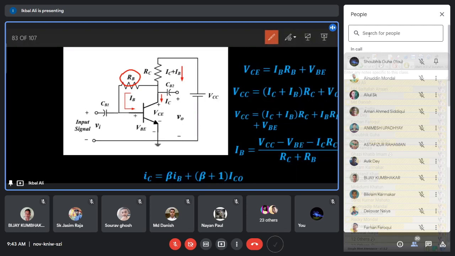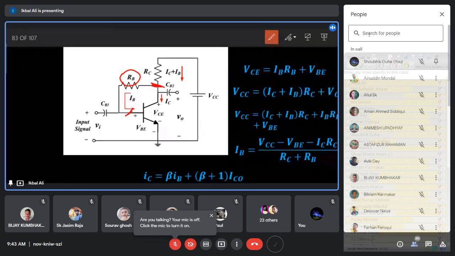So the RB resistance is connected to the collector of the transistor. You see that this is the collector point, and similar to the fixed bias circuit, its other end is also connected to the base of the transistor. So this is the modification.